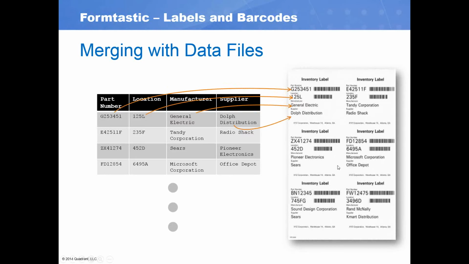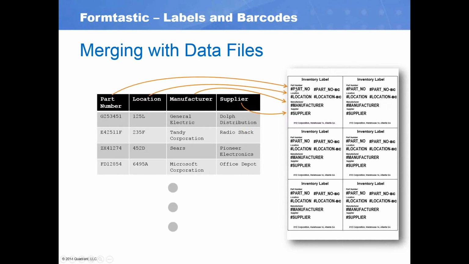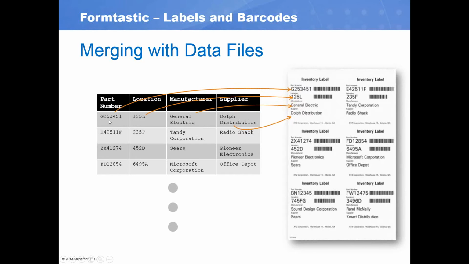So, as I stated before, what you've got here is we've mapped over the field names, and then as it creates the merge and runs the merge, it pulls that data out of the fields for each label, for each record. So here we've got General Electric, inventory label for that. The next one, Tandy Corporation Radio Shack. It creates a label there. The next one, Sears Pioneer Electronics, creates a label there. So on and so forth. For each record in the file, it creates a new label.